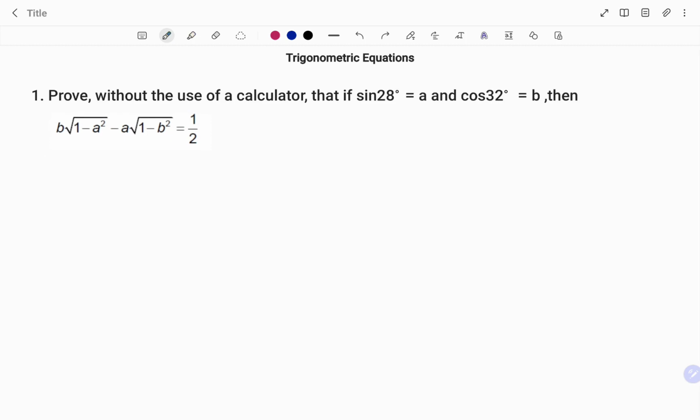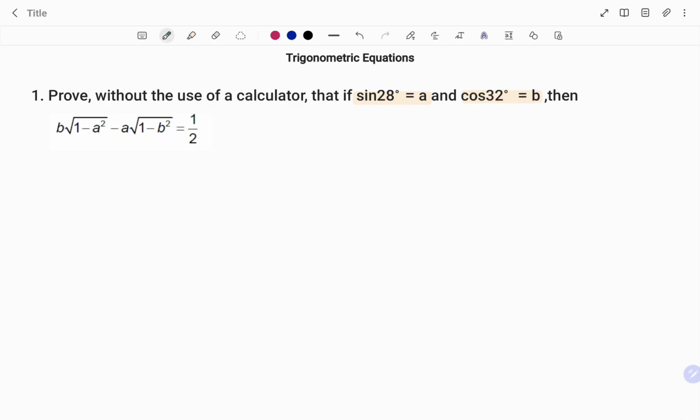In the first example, we had to prove without the use of a calculator that if sine 28 degrees is equal to A and cos 32 degrees equals B, then B root 1 minus A squared minus A root 1 minus B squared is equal to 1 over 2. We've been given the equation to use, so substituting the value, we have A equal to sine 28 degrees and B equals cos 32 degrees.